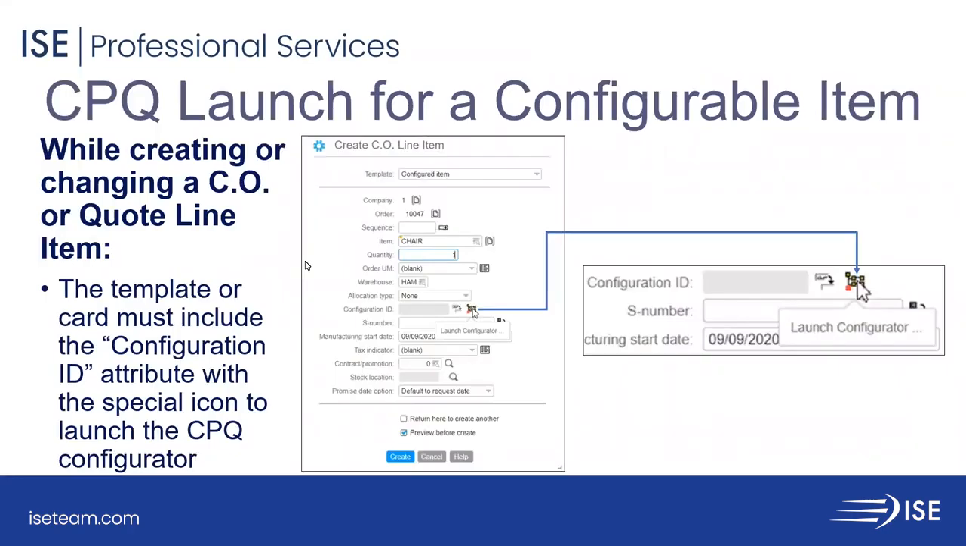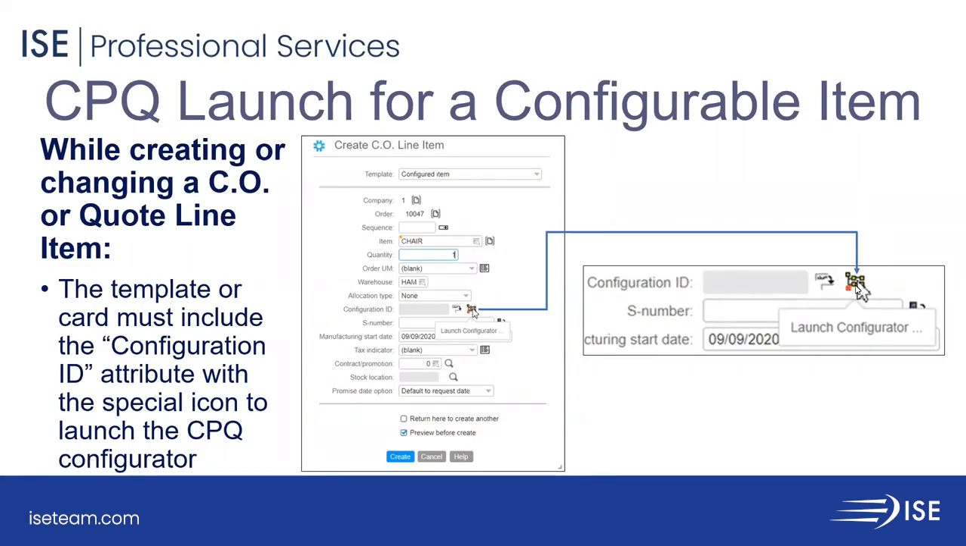Okay, so what you need to do though, not just any CO line item or quote line item template or card will allow the launching. You need to have either a template or a card that contains this special icon. I have an exploded view there over on the right. It has 5 little yellow squares and a red square, and that is your CPQ launcher icon. It's always attached to the configuration ID attribute. That's a special icon, and it has special meaning.